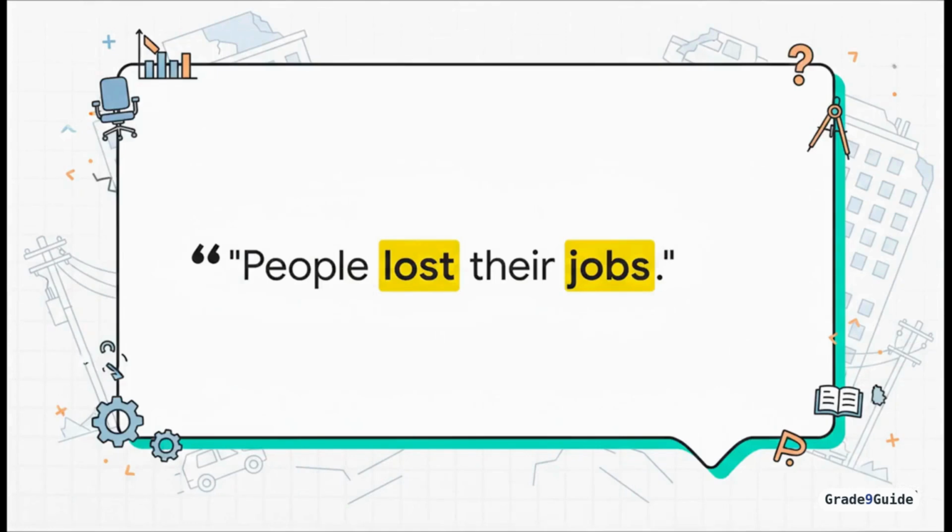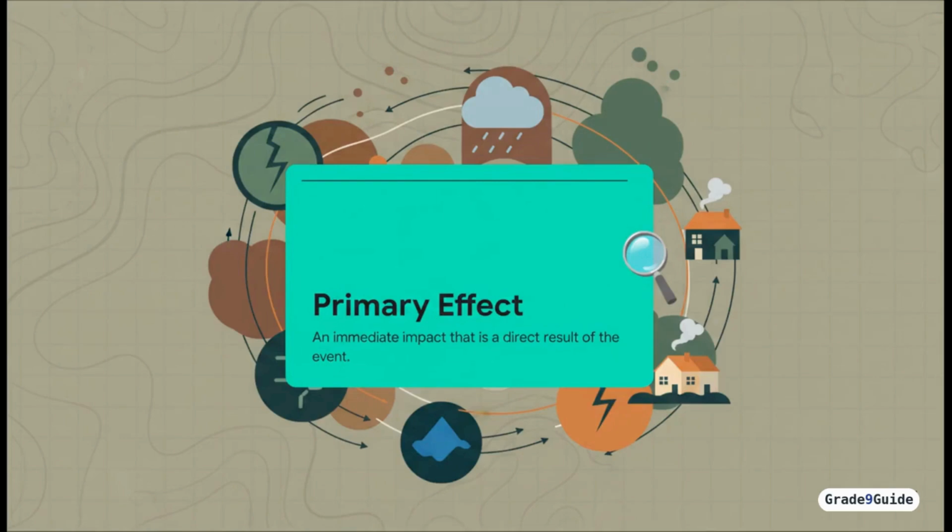Now, a super common answer is something like, people lost their jobs. And look, that's a terrible consequence of an earthquake, for sure. But for this question, it's the wrong answer. Why? Because that's a secondary effect, not a primary one. And that gets to the whole point. A primary effect is something that happens immediately, a direct result of the event. But for a photo question, here's the key. It has to be something you can physically see in the image. You can't see unemployment in this picture, so it doesn't count.